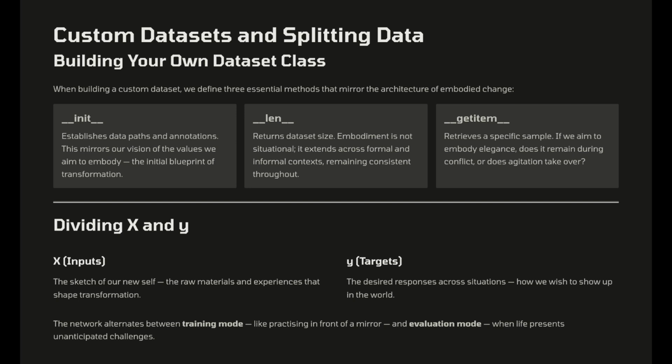If we aim to embody elegance, does it remain during conflict, or does agitation take over? We divide the dataset into X, inputs, the sketch of our new self; Y, targets, the responses across situations. The network alternates between training mode, like practicing in front of a mirror; evaluation mode, when life presents unanticipated challenges.